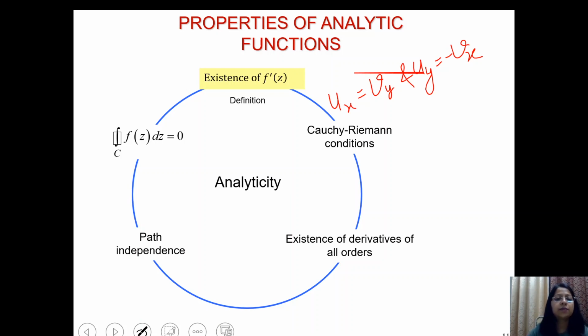Path independence means that whichever path we follow to integrate along the curve, the integral should be the same, that is, independent of the path, right? And of course then Cauchy's theorem says that the closed integral over c of f z dz becomes 0. Let's understand Cauchy's theorem in detail.